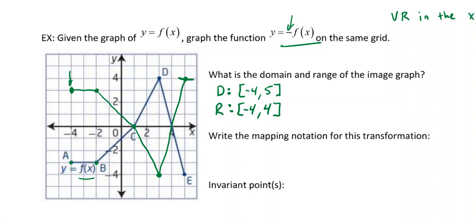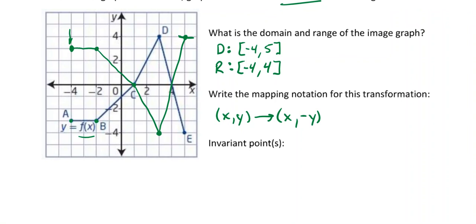Okay, write the mapping notation. The mapping notation on this is just going to be the point x, y, so any point, is going to turn into, and then our x's didn't change at all, did they? Right, so I'm just going to write x again, they stay the same. And then what happens to our y values? They're all going to be the negative version of them. So it'll be negative whatever the y was. So there you go, that's our mapping notation.